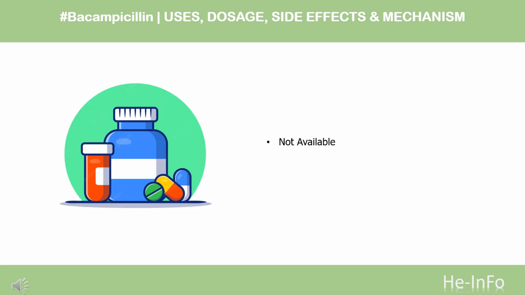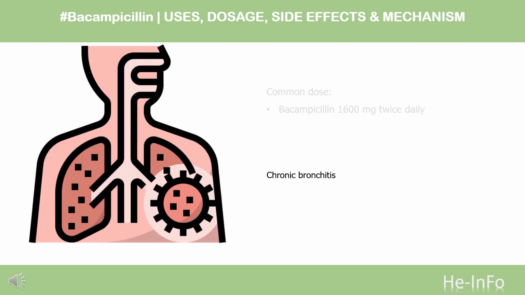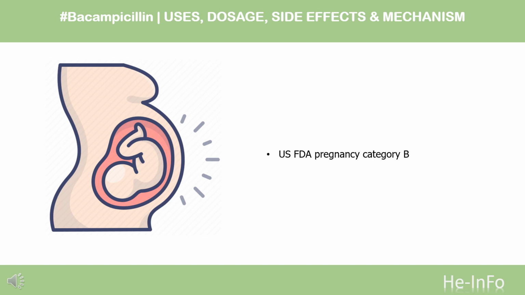Half-life. Not available. Dose. Bacampicillin 1,600 mg twice daily appears to be an effective and safe treatment for most episodes of acute exacerbations of chronic bronchitis. Safety advice. Category B, no evidence of risk in humans, but studies inadequate.